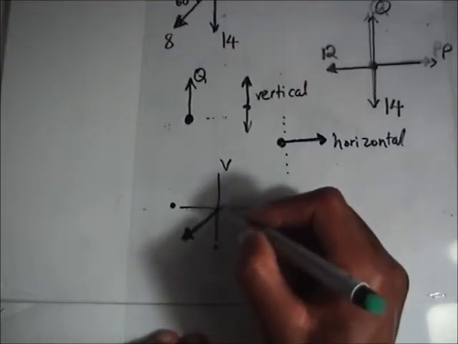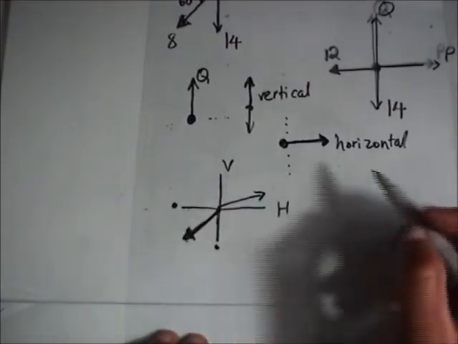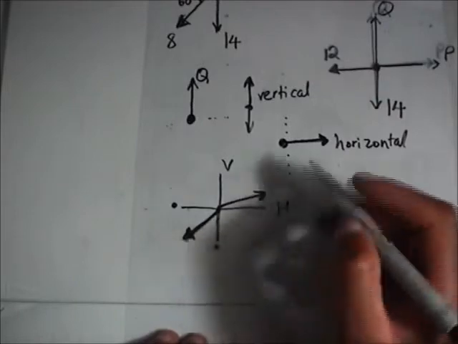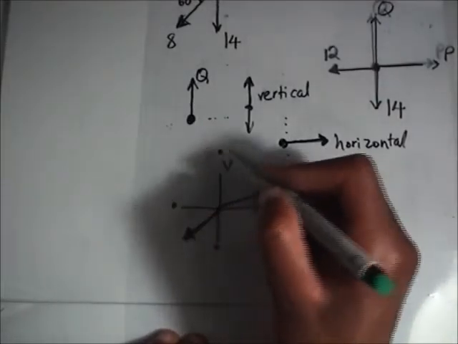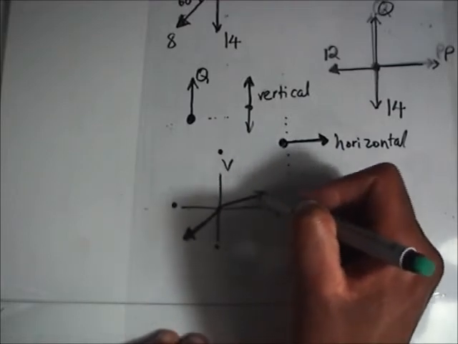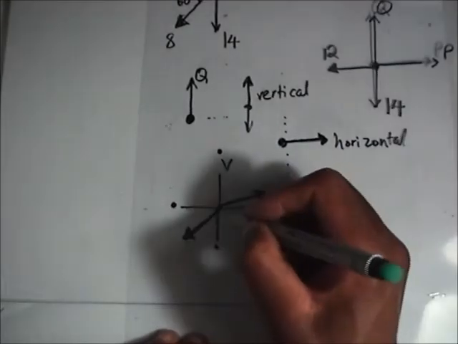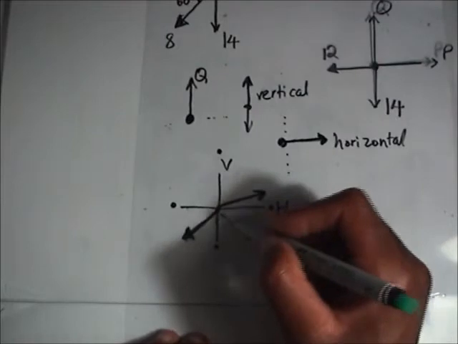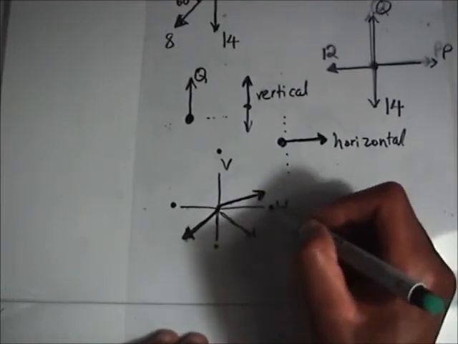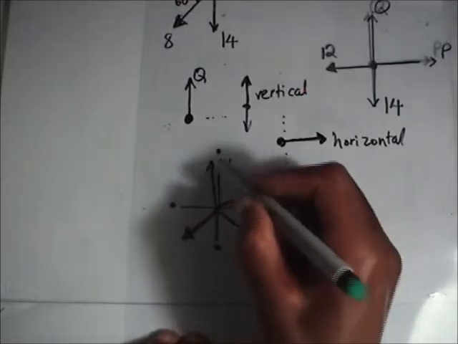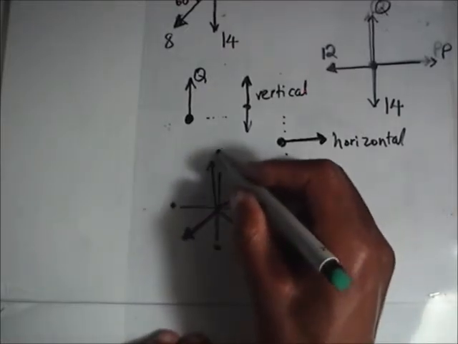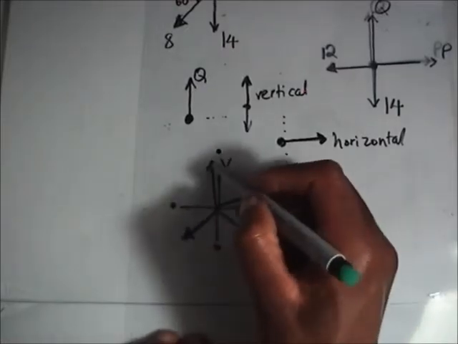If it was a force like this, it will have an effect in the horizontal right direction and the vertically upwards direction because of its direction. A force like this, same applies. A force like this will have an effect in the horizontal right and the vertically downwards. A force like this will have an effect in the vertically up and the horizontal left because of its direction.